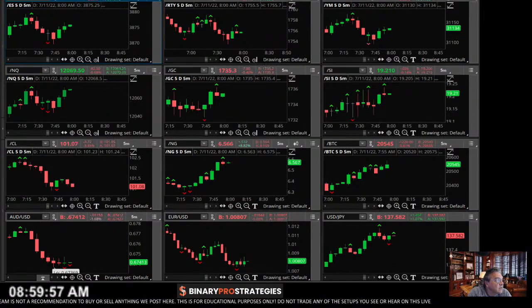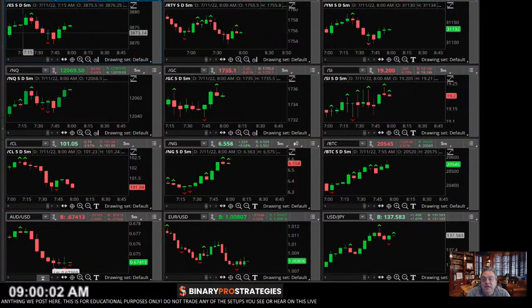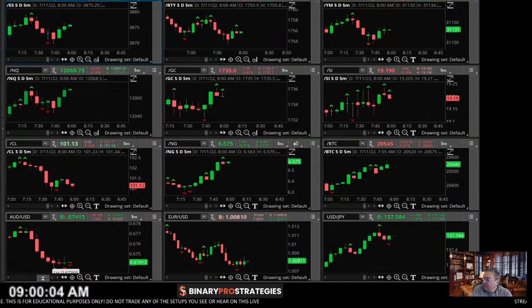So let's just see. I'm doing my initial scan here and looking to see if we have any setups. But let's take a look once again and look at what we're going to be trading this morning.